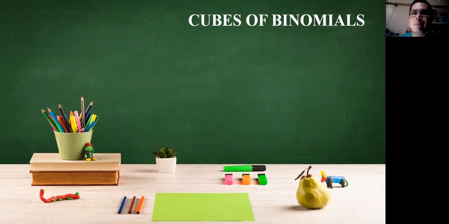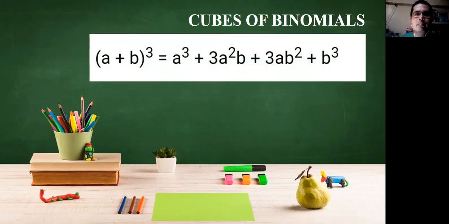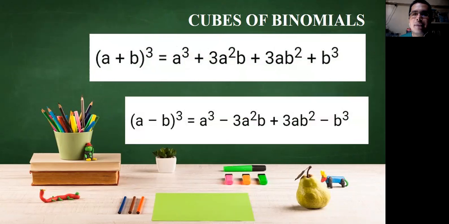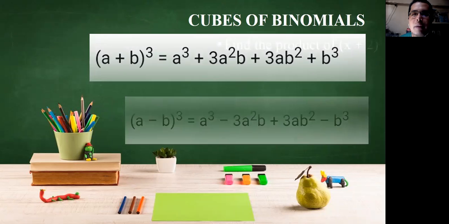So for the cubes of binomials, the formulas are given. That's (a plus b) cubed, which is equal to a cubed plus 3a squared b plus 3ab squared plus b cubed. Likewise for its negative counterpart, the only difference is that there's a negative sign between a cubed and 3a squared b, and between 3ab squared and b cubed. Just memorize these formulas. Let's use it in an example.